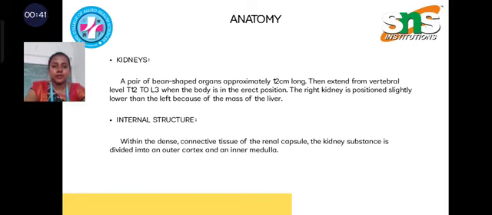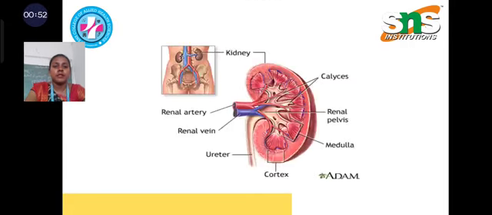Internal structure of the kidney. Within the dense connective tissue of the renal capsule, the kidney substance is divided into an outer cortex and an inner medulla. This is the shape of the kidney.